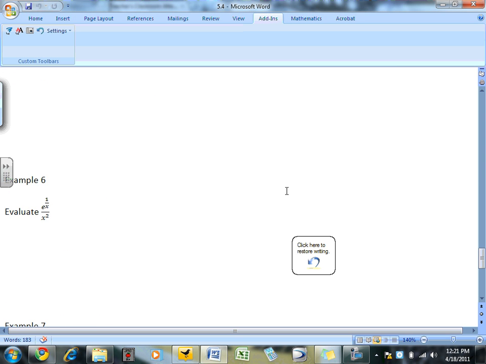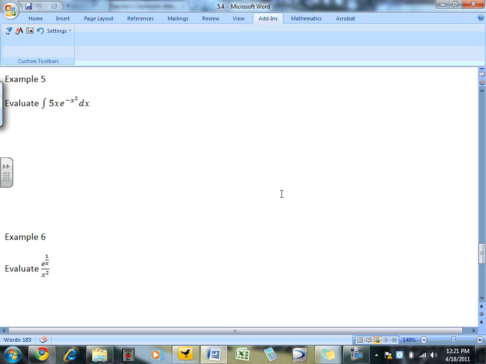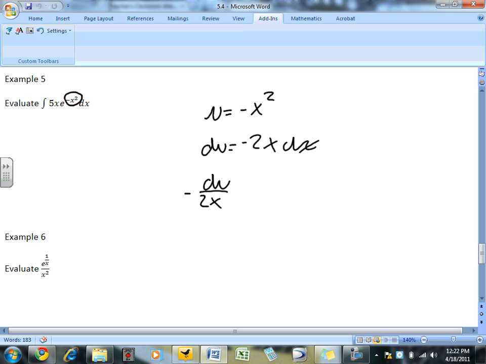There's example 5 here. Okay, evaluate this integral. Let's just try. Let's see what happens when we make this negative x squared u. So let u equal negative x squared. Then du is going to equal negative 2x dx. And we need to solve for dx. So du over negative 2x equals dx. Now we're going to substitute that in.